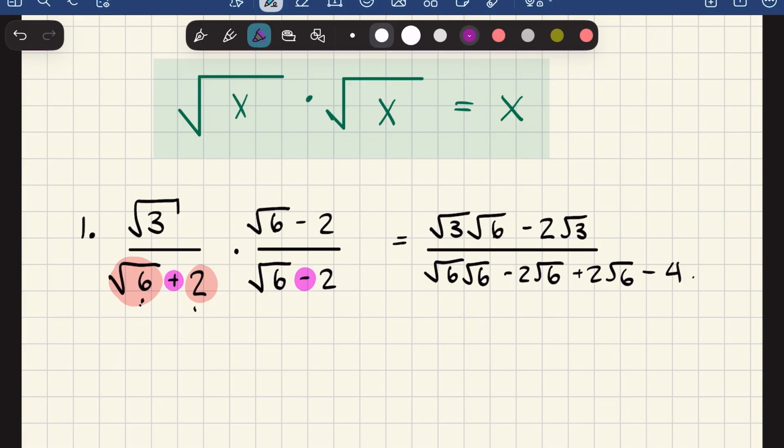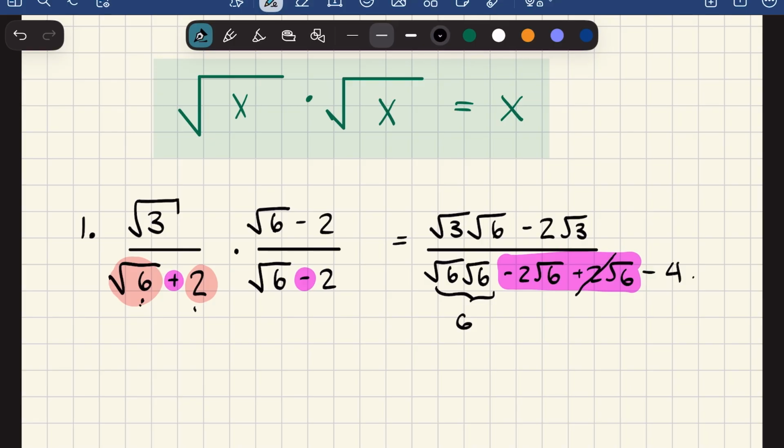All right, so now what do we notice here? We notice that these two terms in the middle will cancel out because we have negative 2 square root 6 plus 2 square root 6. These will cancel out. What else do we notice? We notice the root 6 times root 6. And we remember that this is just equal to 6.